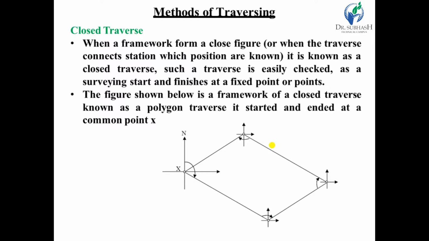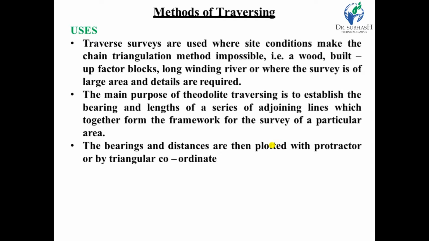The second type is the closed traverse. You can see in the picture that the traverse is closed from starting point to ending point, having a clear boundary region and some shape. The figure shows that the closed traverse is a polygon traverse.